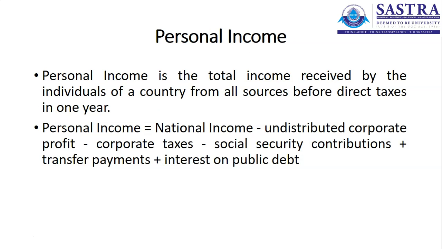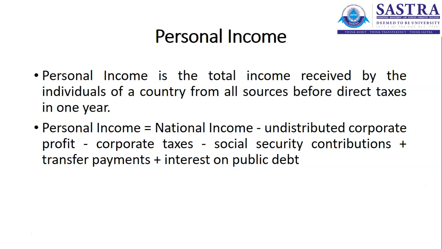The personal income is calculated. Personal income is the total income received by the individuals of a country from all sources before direct taxes in one year. It is calculated from the national income: the national income minus undistributed corporate profit, minus corporate taxes, minus social security contributions, plus transfer payments, plus interest on public debt. Together we get the personal income or household income.